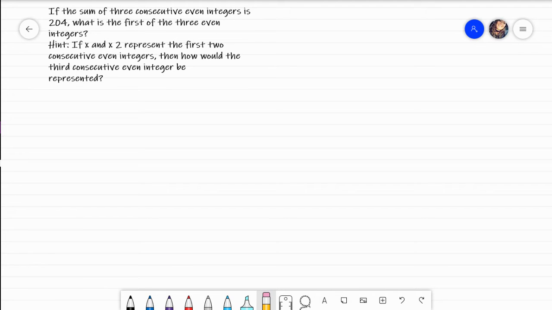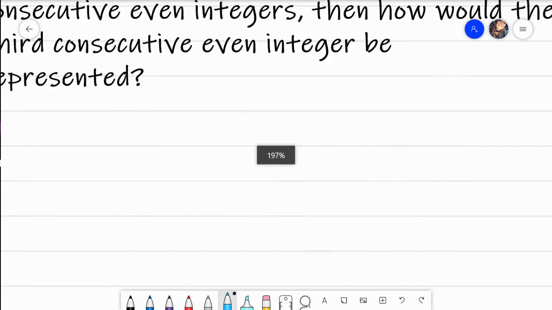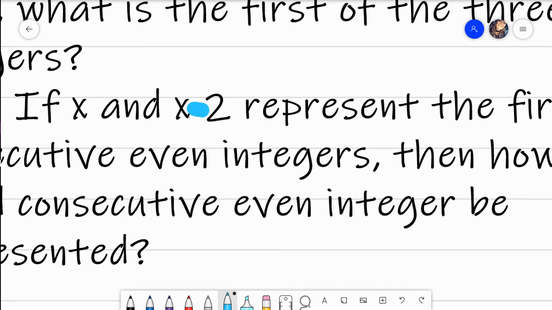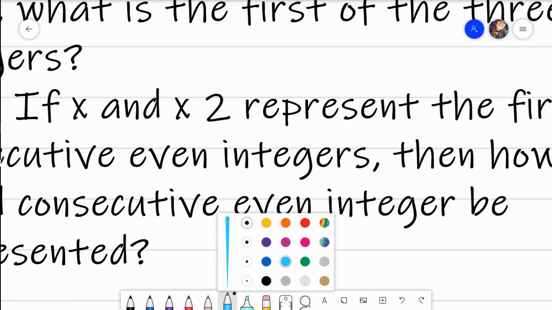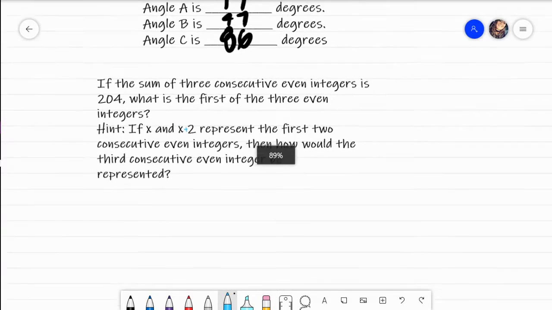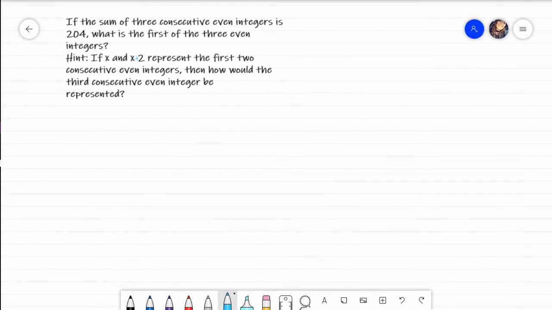Okay, so it says if the sum of three consecutive even integers is 204, what is the first of the three even integers? Hint: if x and x plus 2 represent the first two consecutive even integers, then how would the third consecutive even integer be represented? Okay, so I know that it says the sum of all three, and then it said is 204.